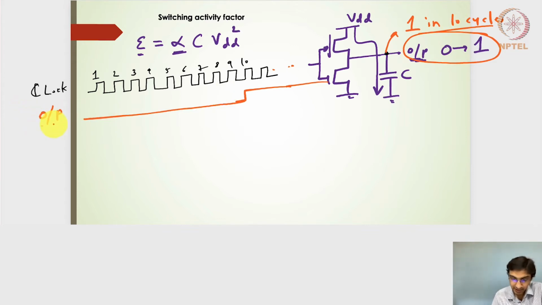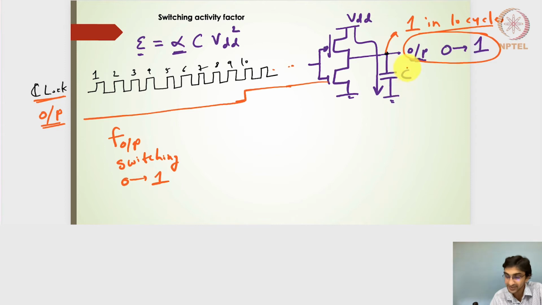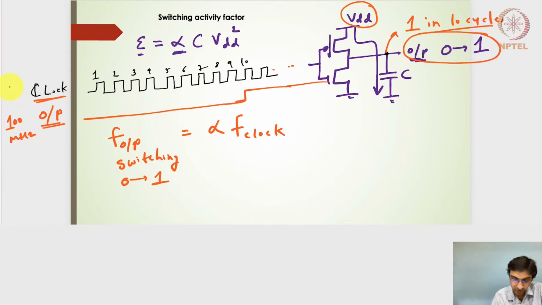If I relate this output frequency with respect to the clock frequency, you can also call it the switching frequency from 0 to 1. The transitions counted are just from 0 to 1, so that the capacitor has to be charged. That is when the VDD will deliver the energy of C multiplied by VDD square. This frequency can be related in terms of alpha with respect to the clock frequency, right? In this case, the clock frequency is set to 1 gigahertz, and the output is switching every 10 clock cycles. That means the output frequency should be around 1 by 10th of the clock frequency, so I'll write it as 100 megahertz. The clock frequency is set to 1 gigahertz, let's say. So my alpha in this particular case will be 0.1, right?